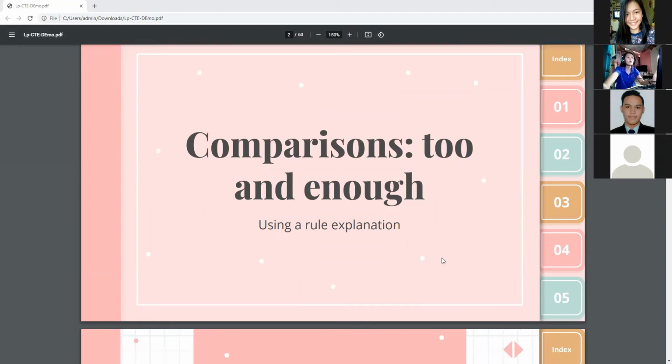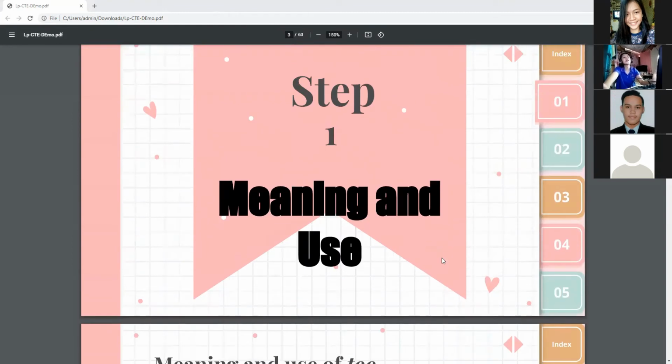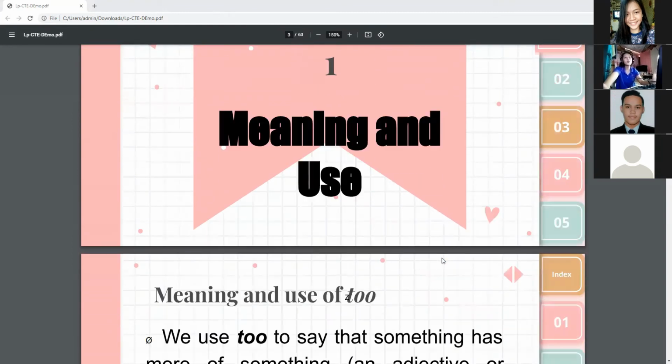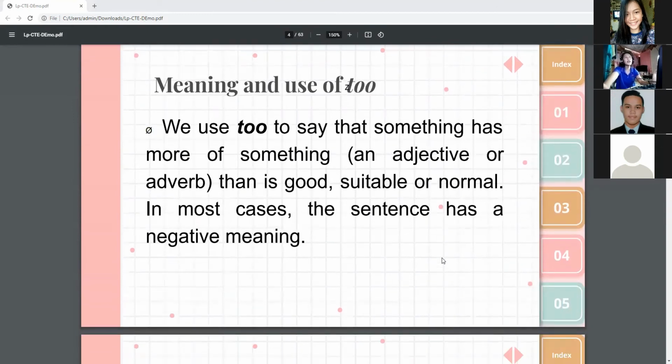So let us first look for the meaning and use of "too". Will you please read, Anthony? Meaning and use of "too". We use "too" to say that something has more of something, an adjective or adverb, than is good, suitable, or normal. In most cases, the sentence has a negative meaning.